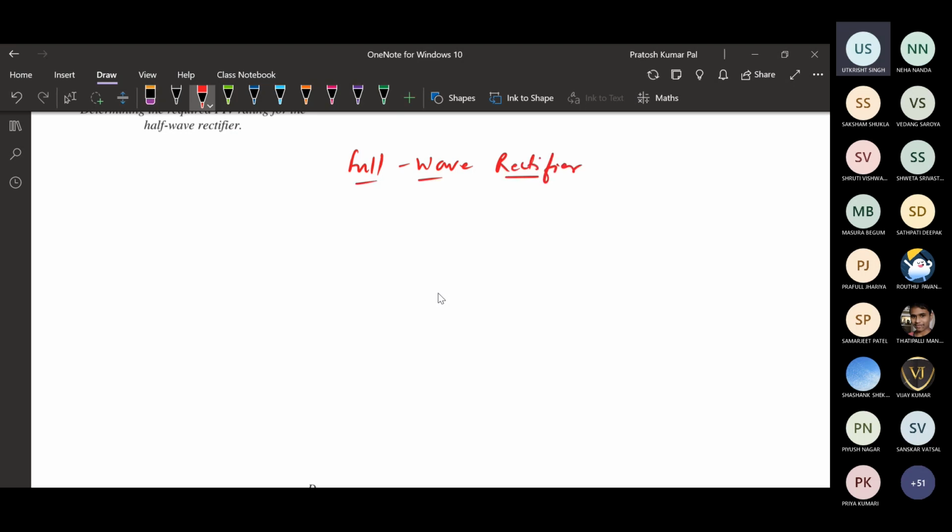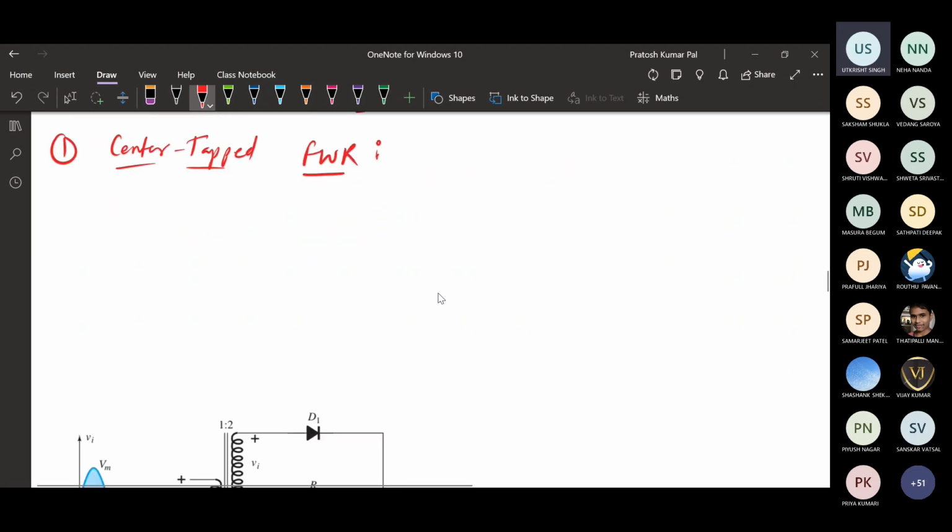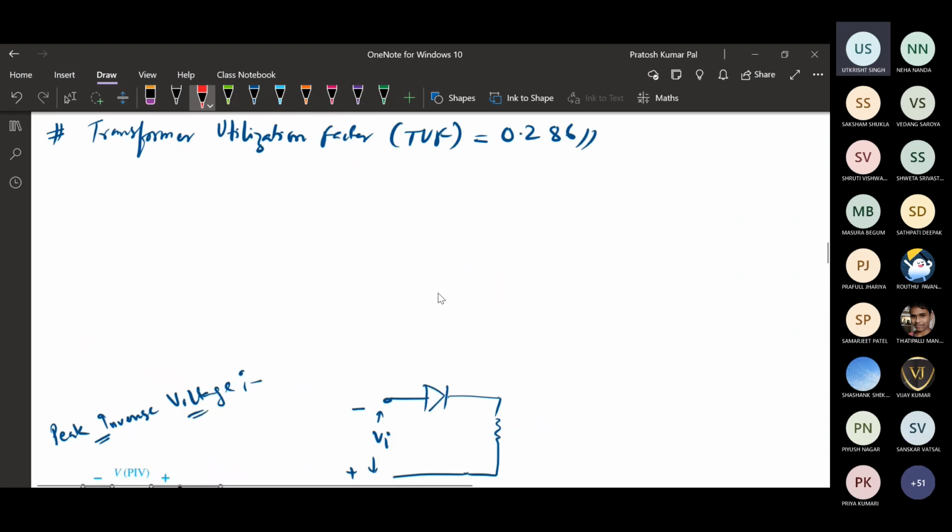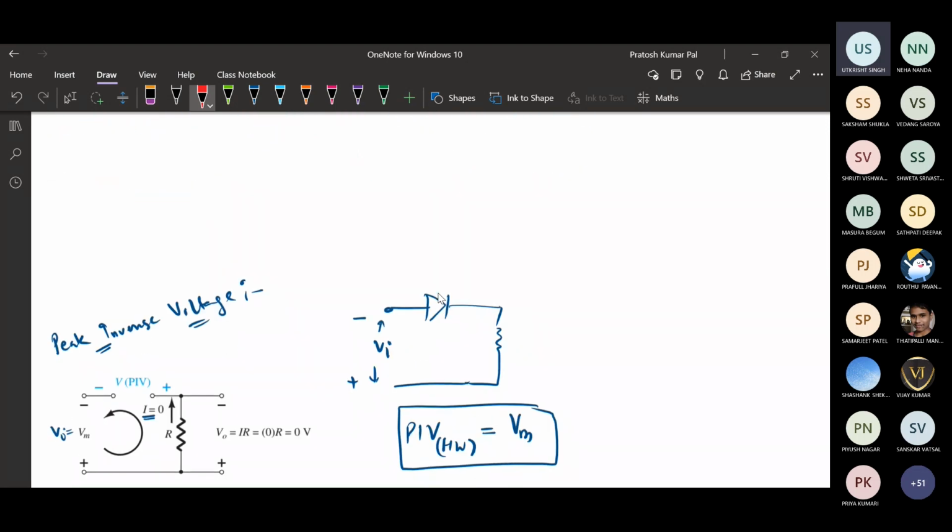So basically in full wave rectifier we will first start with the center tabbed full wave rectifier. So here, basically in the half wave also, this was the circuit we have studied. In the block diagram we have seen the output of the transformer will be getting as the input to the rectifier. So this is the rectifier circuit.